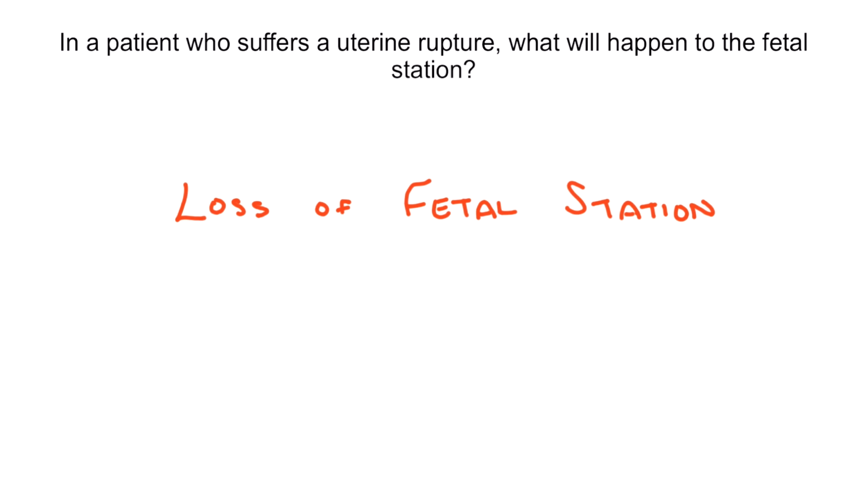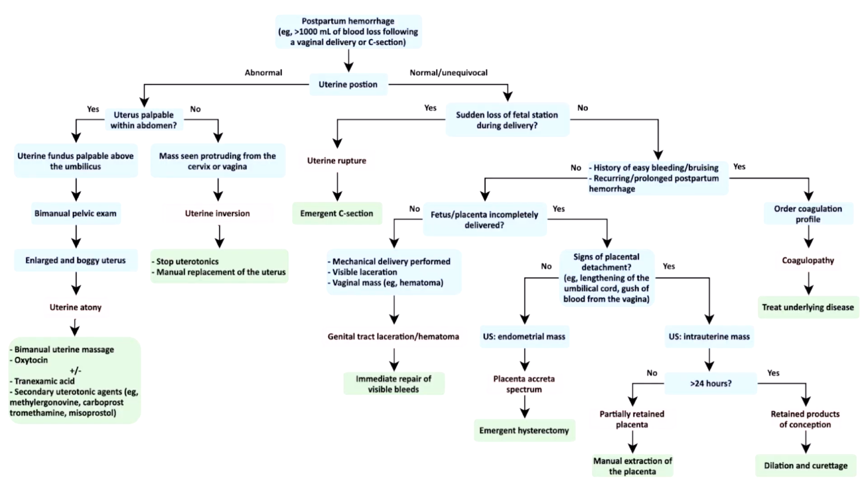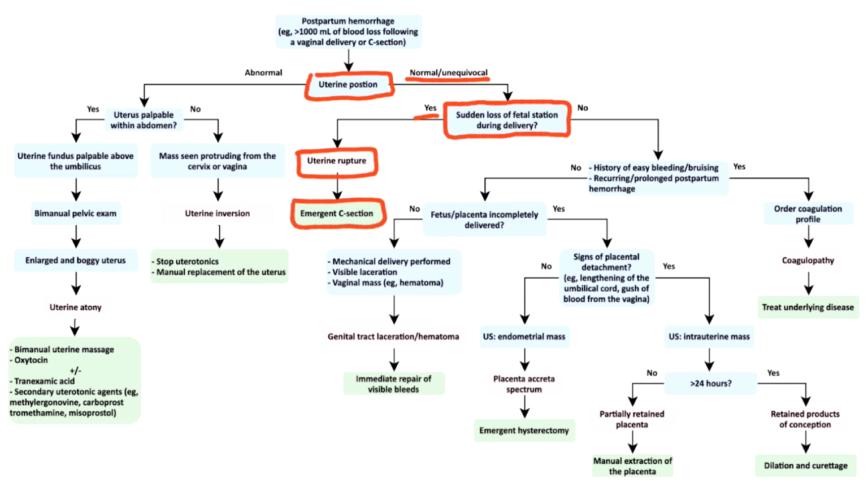In question stems, this will often be referred to as the loss of fetal station, which is also the answer to our question. So, reviewing these points on our algorithm, this is the patient with a relatively normal position of the uterus that experiences a sudden loss of fetal station during delivery as the uterus ruptures. Treatment is with emergent C-section.